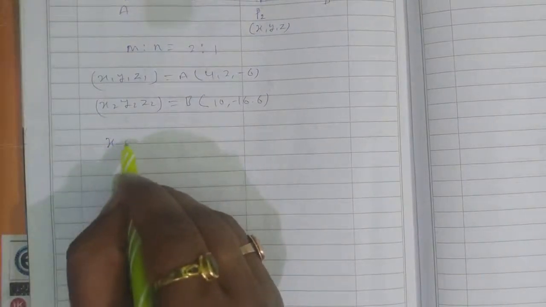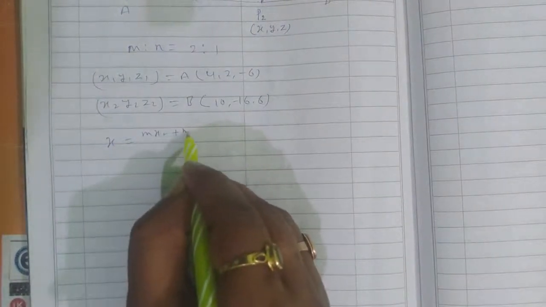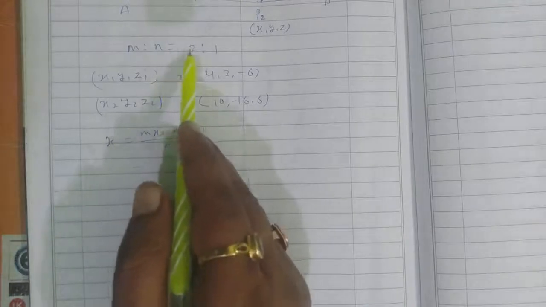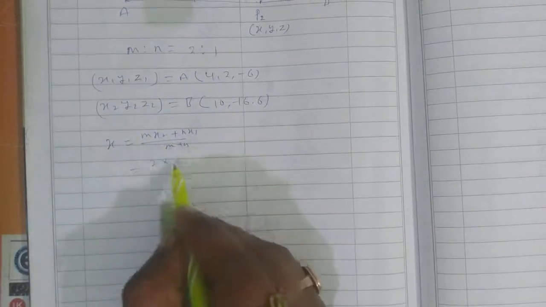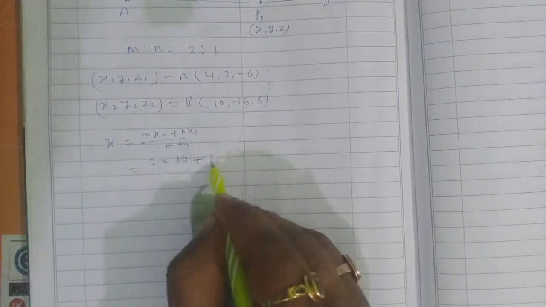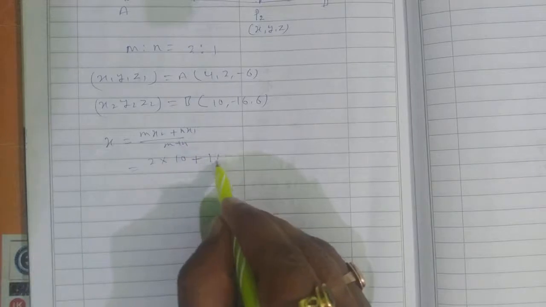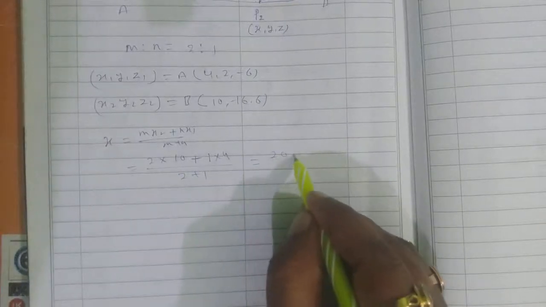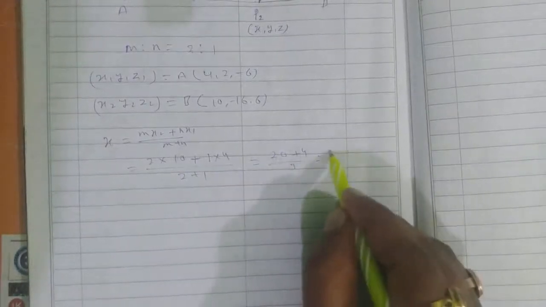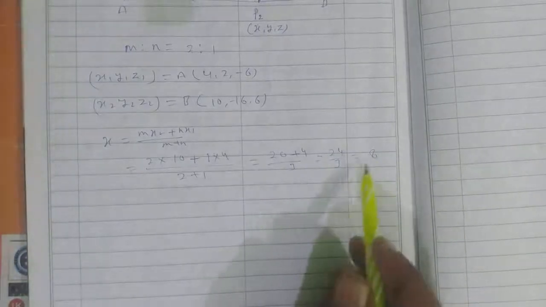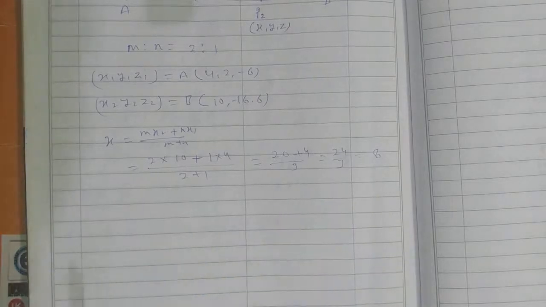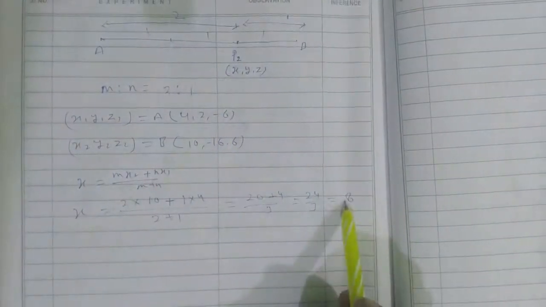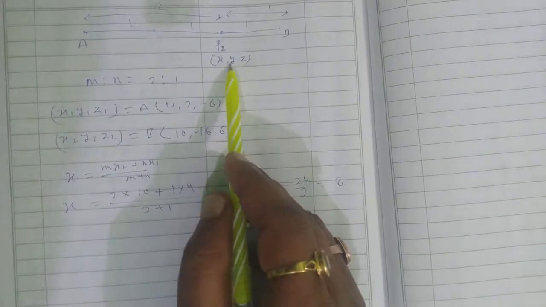Okay, what is the value of x? m x2 plus n x1 upon m plus n. So what is the value of m? The value of m here is 2. x2 means 10, plus the value of n, which is 1, and x1 here is 4, upon 2 plus 1. So what result comes here? 2 times 10 is 20, plus 4, upon 3. That is 24 upon 3, which is 8. The result here is 8, meaning the x coordinate here is 8. Similarly, you will find the coordinates of y and z.